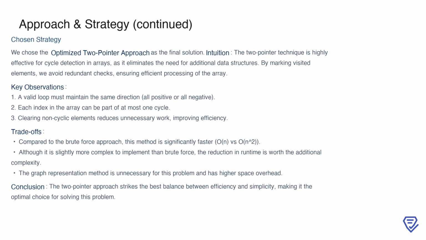There are a few key observations that reinforce this strategy. First, a valid loop must maintain the same direction throughout, either all positive or all negative steps. Second, each index in the array can participate in at most one cycle. Finally, clearing non-cyclic elements as we go reduces unnecessary work, further optimizing the solution.